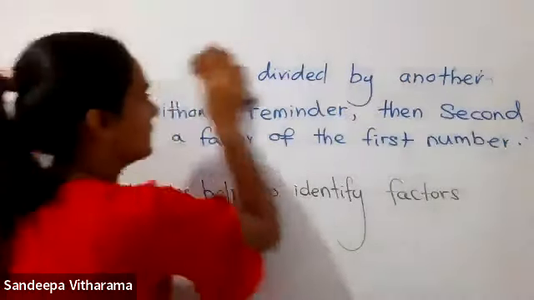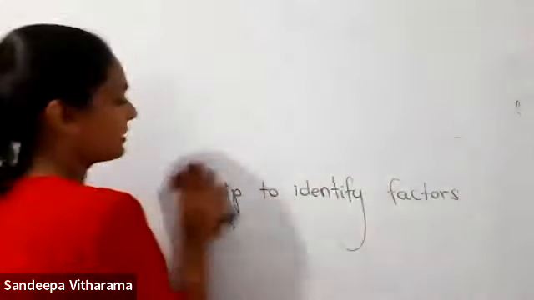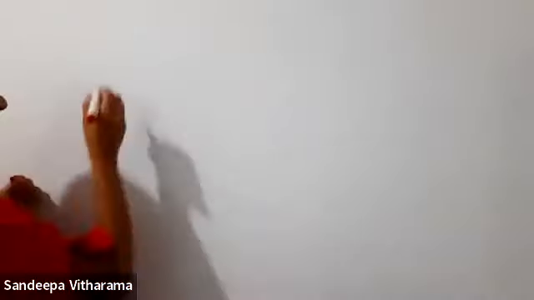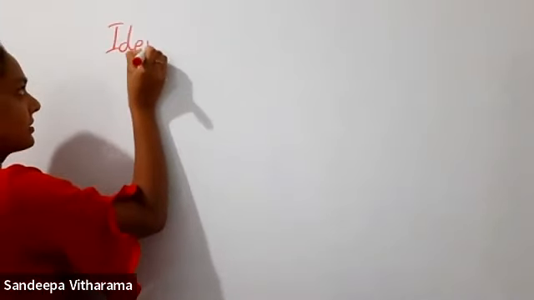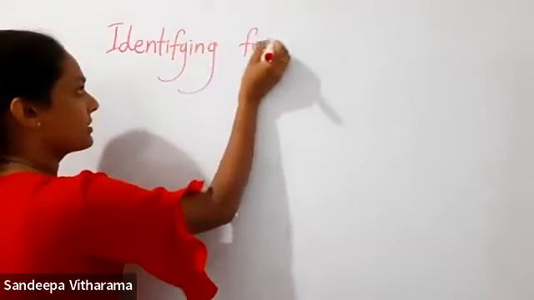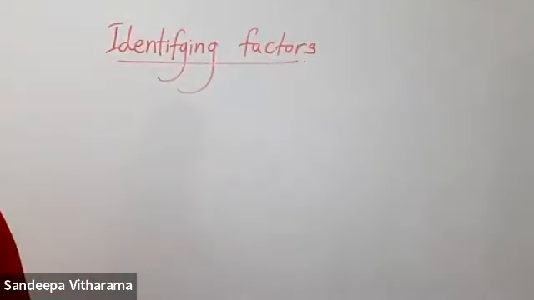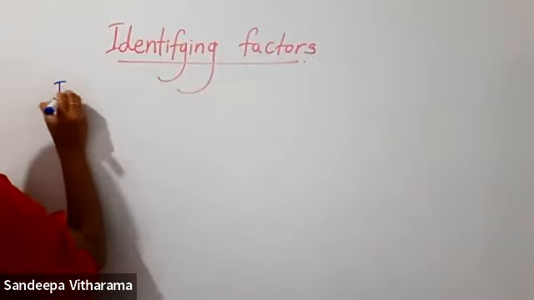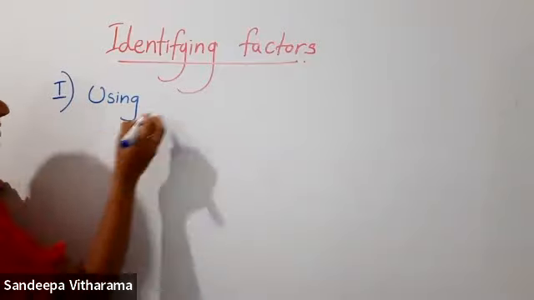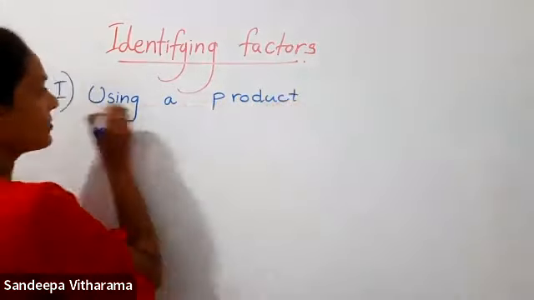Then let's see. To identify factors, there are two methods. Okay. Let's try identifying factors. There are two methods to identify the factors. First method is using a product.